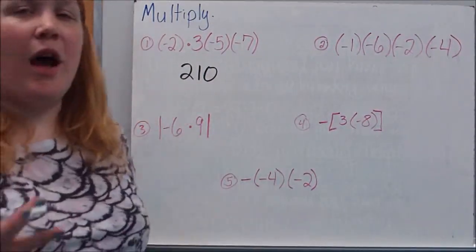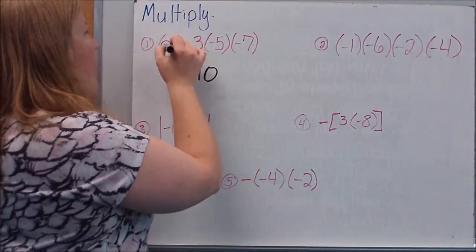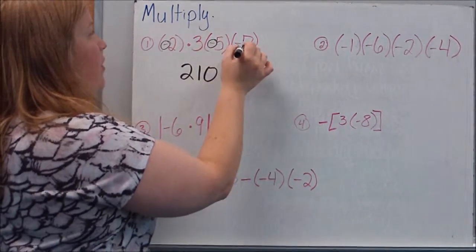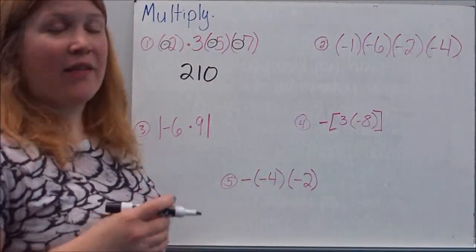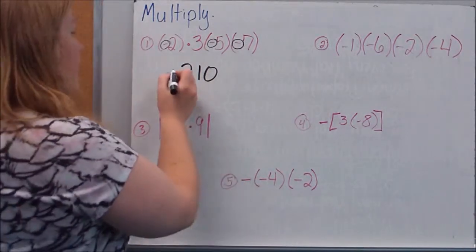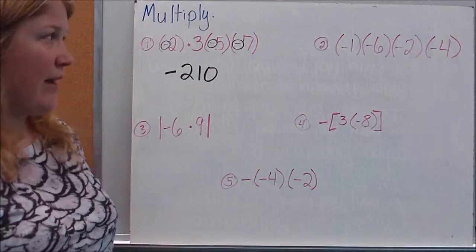Now let's determine what is the sign of my answer here. Well, I have 1, 2, 3 negative signs. 3 is odd. If I have an odd number of negative signs, my answer becomes negative. So my answer is negative 210.